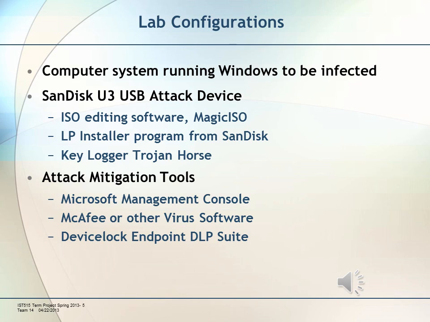So the first one is some sort of ISO editing software. We're going to be using Magic ISO. And then you're going to need what's called an LP installer program, and that's something made by SanDisk specifically for these U3 drives. It's actually designed to write and update the firmware on these drives, but of course we'll be exploiting a vulnerability and repurposing the software. And lastly, we'll need our piece of malware. In this case, we're going to be using a Keylogger Trojan.